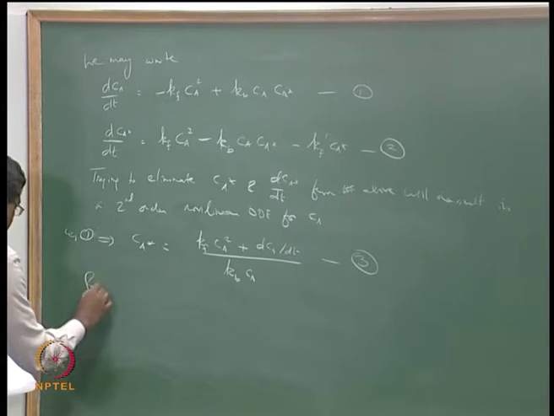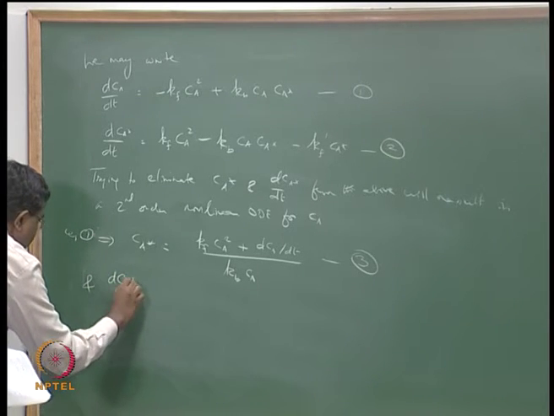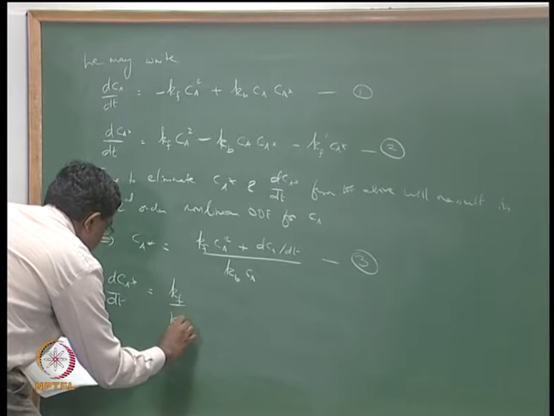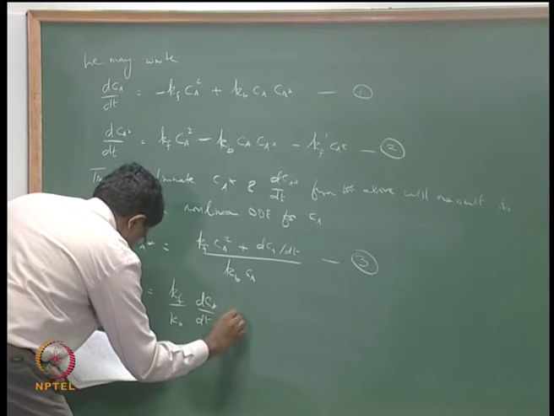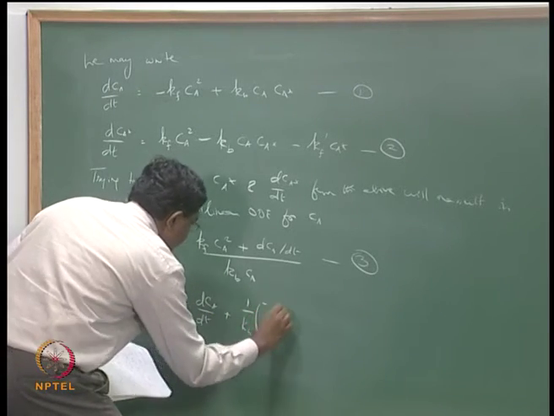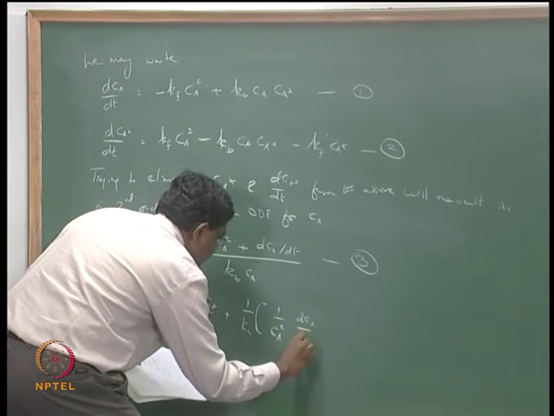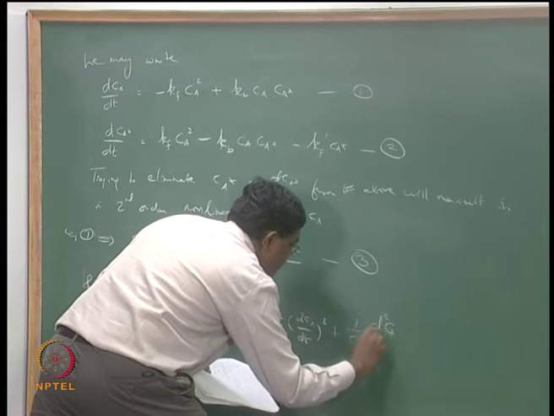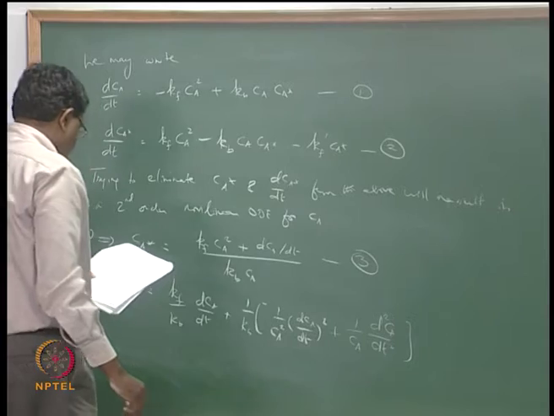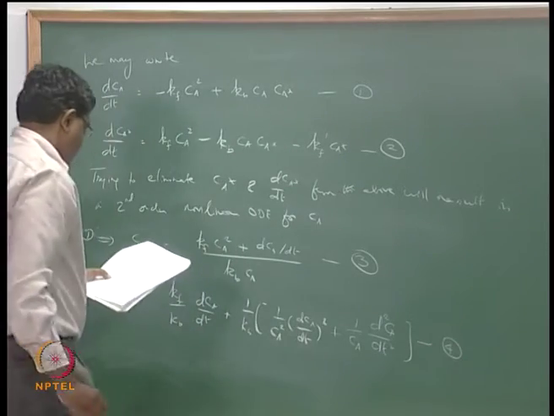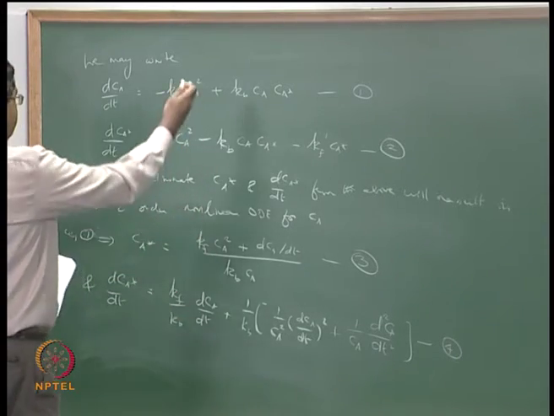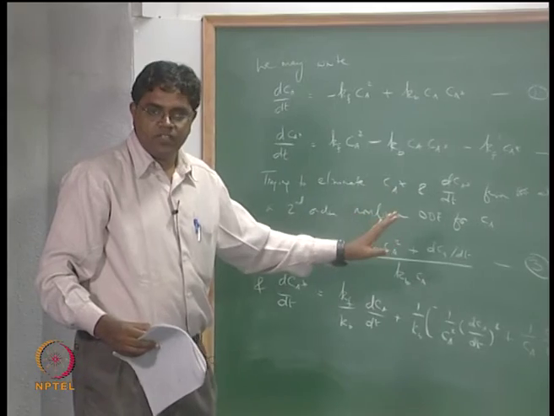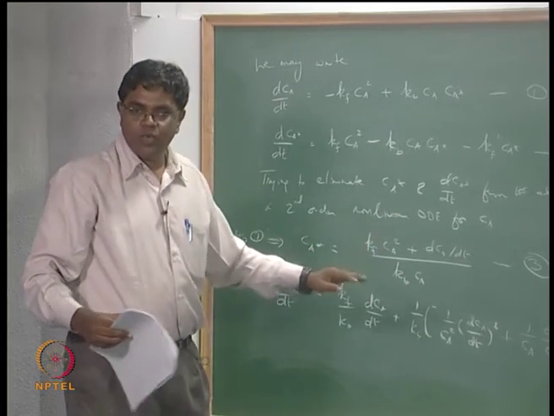and dCA star divided by dt equal to KF divided by KB dCA over dt plus 1 over KB, 1 over CA squared dCA over dt the whole squared plus 1 over CA d squared CA over dt squared, okay, and then you now try to put 3 and 4 back in 2, and then you will now get an equation that involves only CA and its derivatives, okay, but it is going to look so ugly that we do not want to consider it at all.